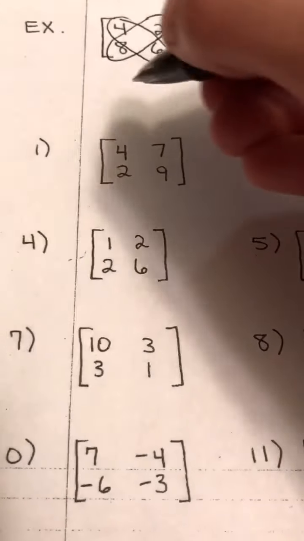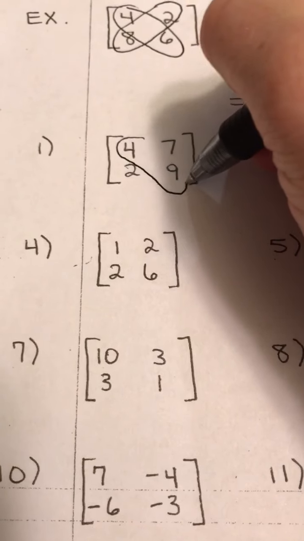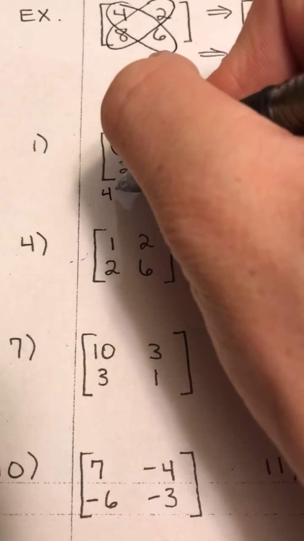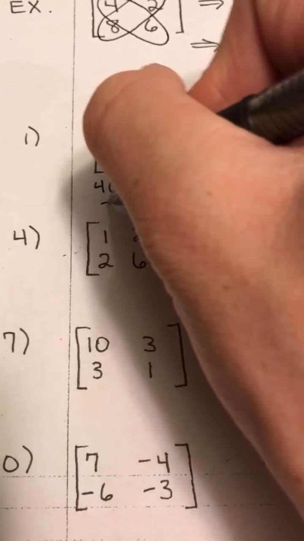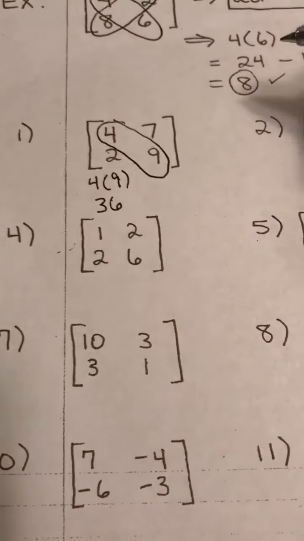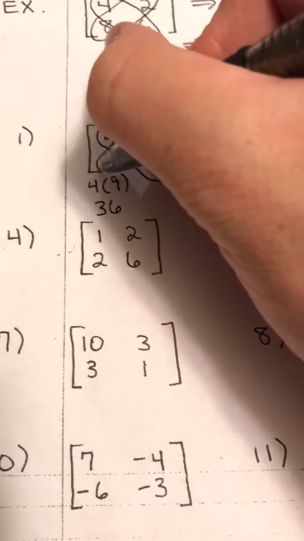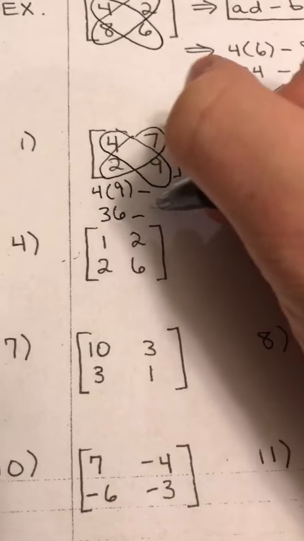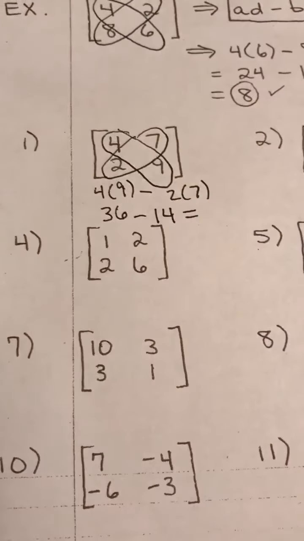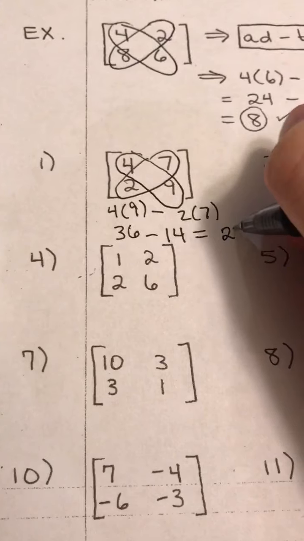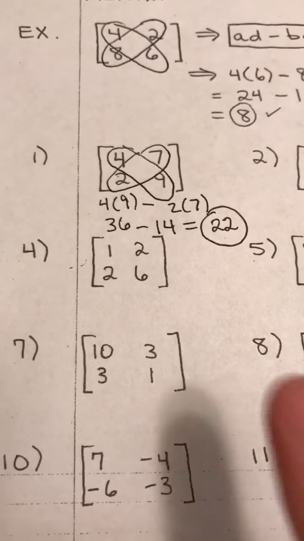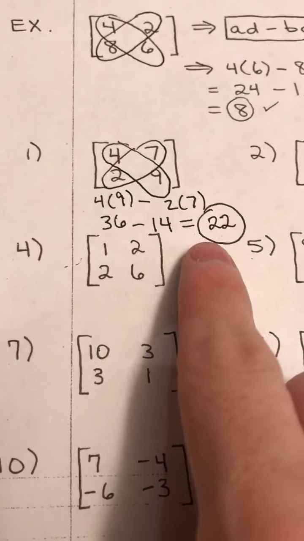So let's take a look at number 1. And let's do a couple of these together. First thing I do is I circle the first diagonal. I know that 4 times 9 is going to give me 36. So let's go ahead and write that out. 4 times 9 is 36. And then I circle the next diagonal. 2 times 7. That's going to give me 14. 36 minus 14 is 22. And that's my final answer, so I'm going to circle it. So the determinant for this 2 by 2 matrix is going to give me 22.